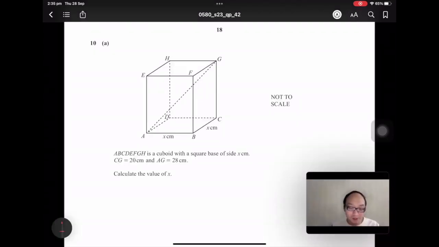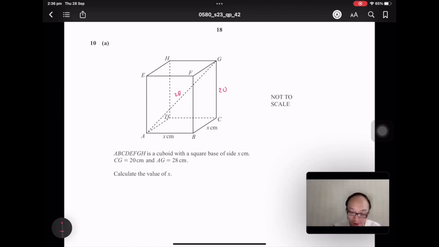A, B, C, D, E, F, G, H. It's a cuboid with the square base, side x, CG is 20, AG is 28. Calculate the value of x.